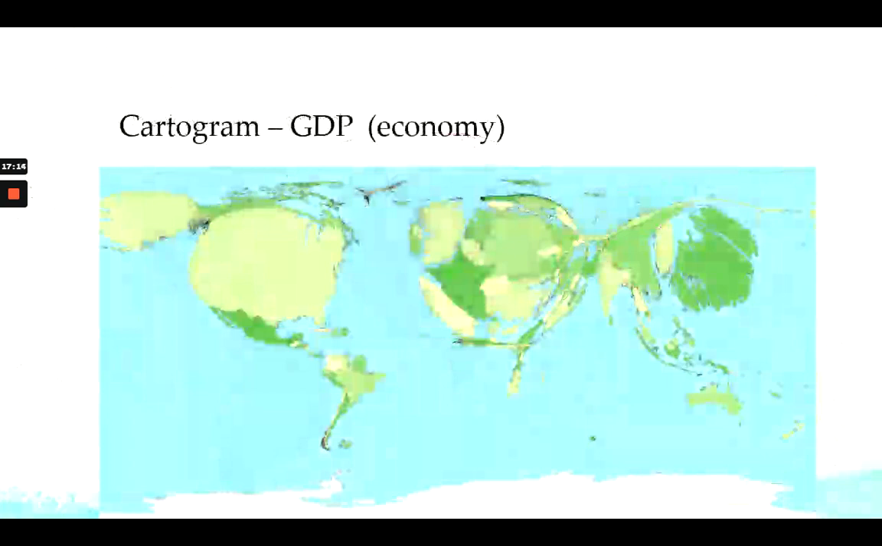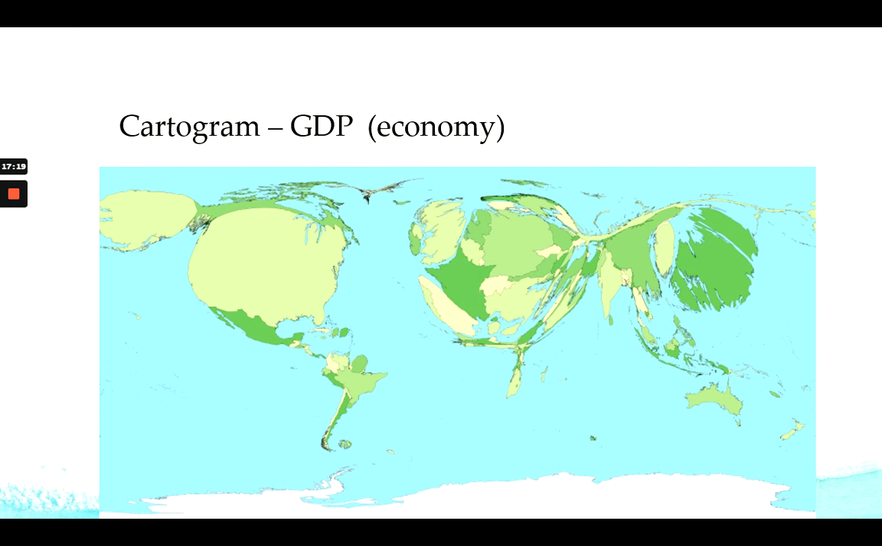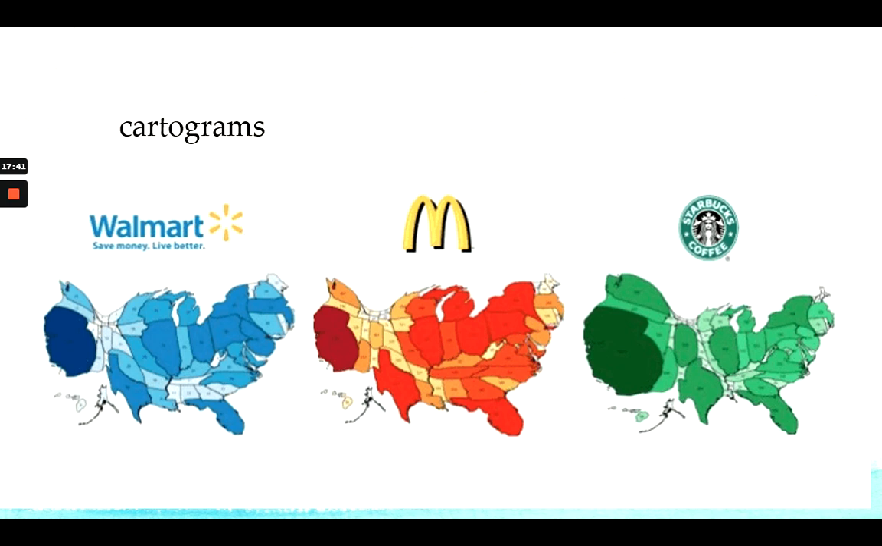Here's another cartogram. This is GDP. What is GDP? It's a measure of the economy. So which country on this map has the best GDP? Okay, that would be the United States. Here's some more cartograms. Which states have the most Walmarts, McDonald's, Starbucks?